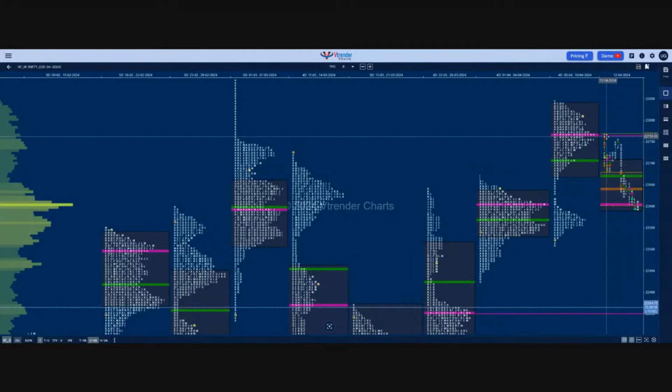We were not able to take off this POC, so that itself was indicating that this is going to fill up this zone, and this is what it did on the 12th. It filled up this zone, although we did not tag this lower HVN of 22566. We made a low of 22590, and once again we saw the POC shifting to the lows.